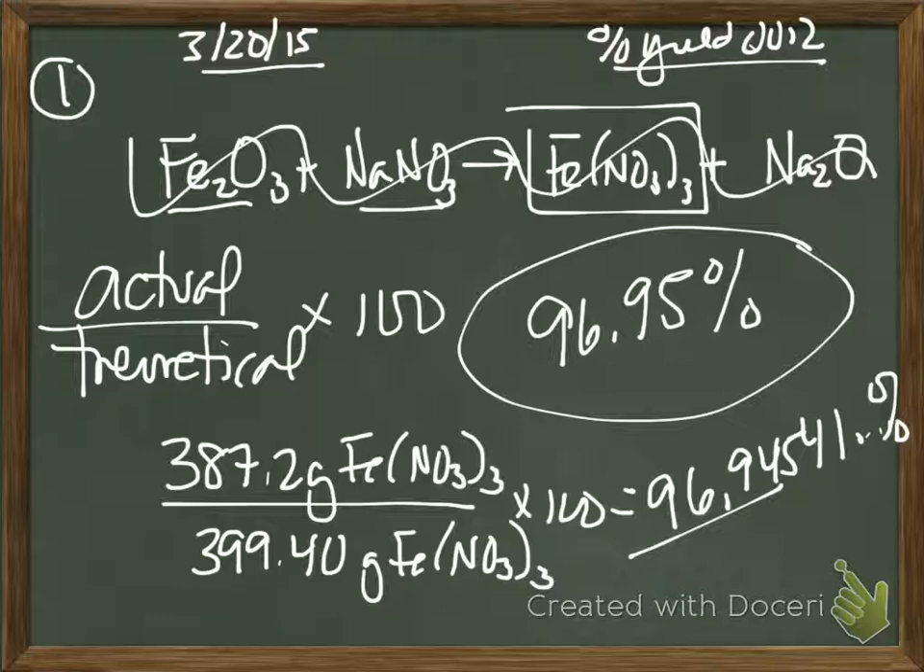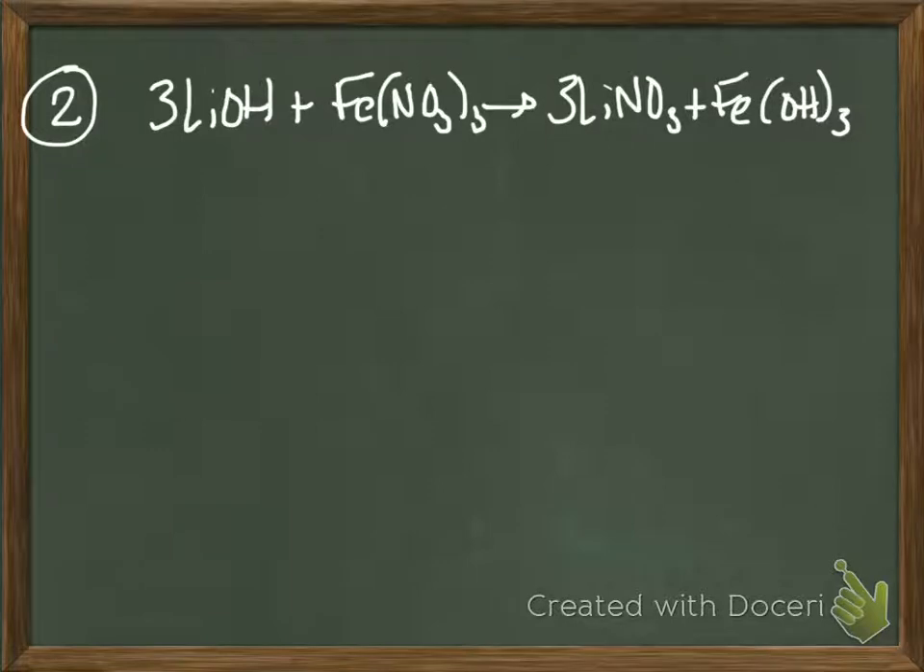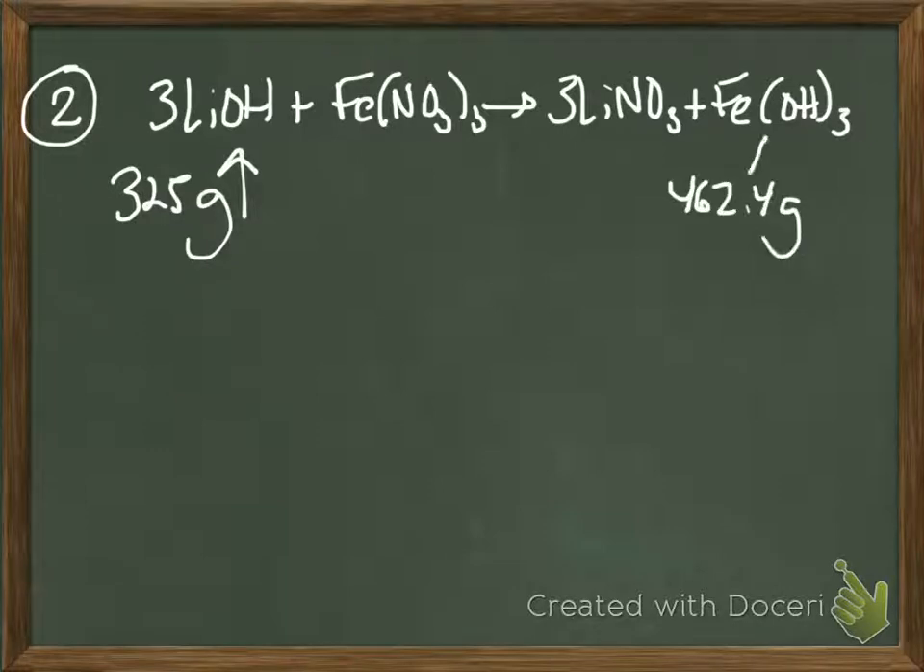Now let's look at the next one, which is the medium difficult. So you were given the equation. You didn't have to write that. And you were told that you get 325 grams of lithium hydroxide, and you produce 462.4 grams of iron 3 hydroxide. So what we want to know is your percent yield. You don't have to find a limiting, okay?